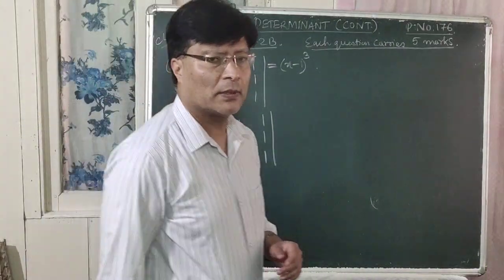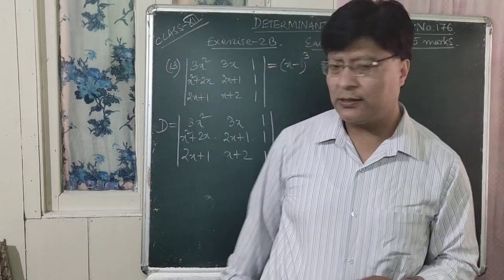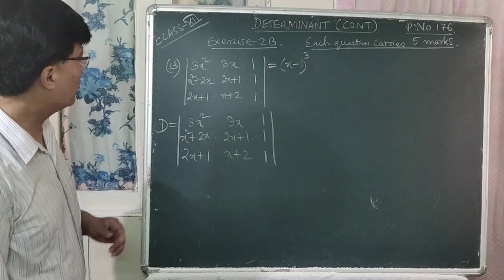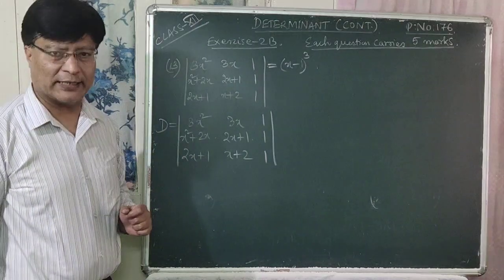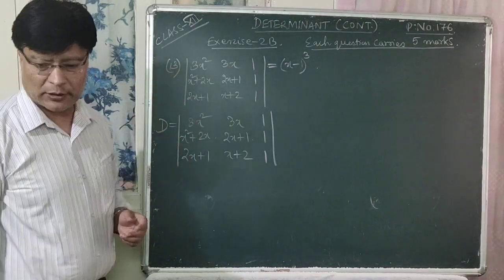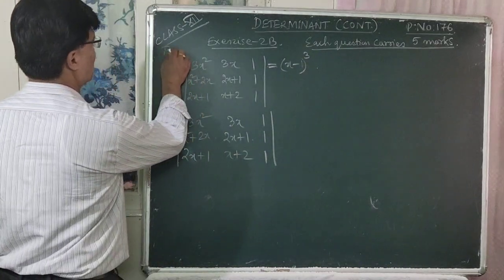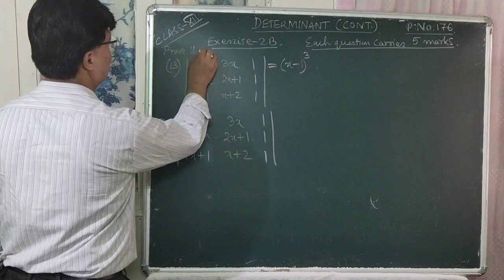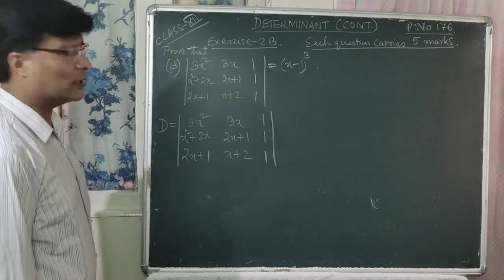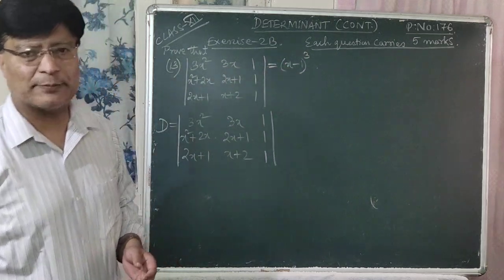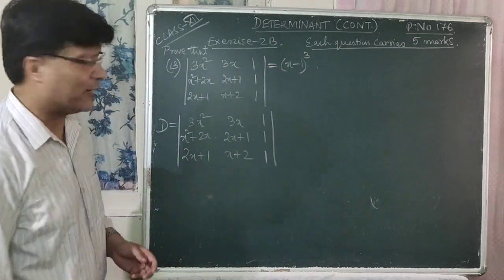So now in the last class we did question number 12. Now we will continue with question number 13. In question number 13 you have to prove that. So this is the question, prove that. Question number 13 is you have to prove this determinant is equal to x minus 1 whole cube, right?